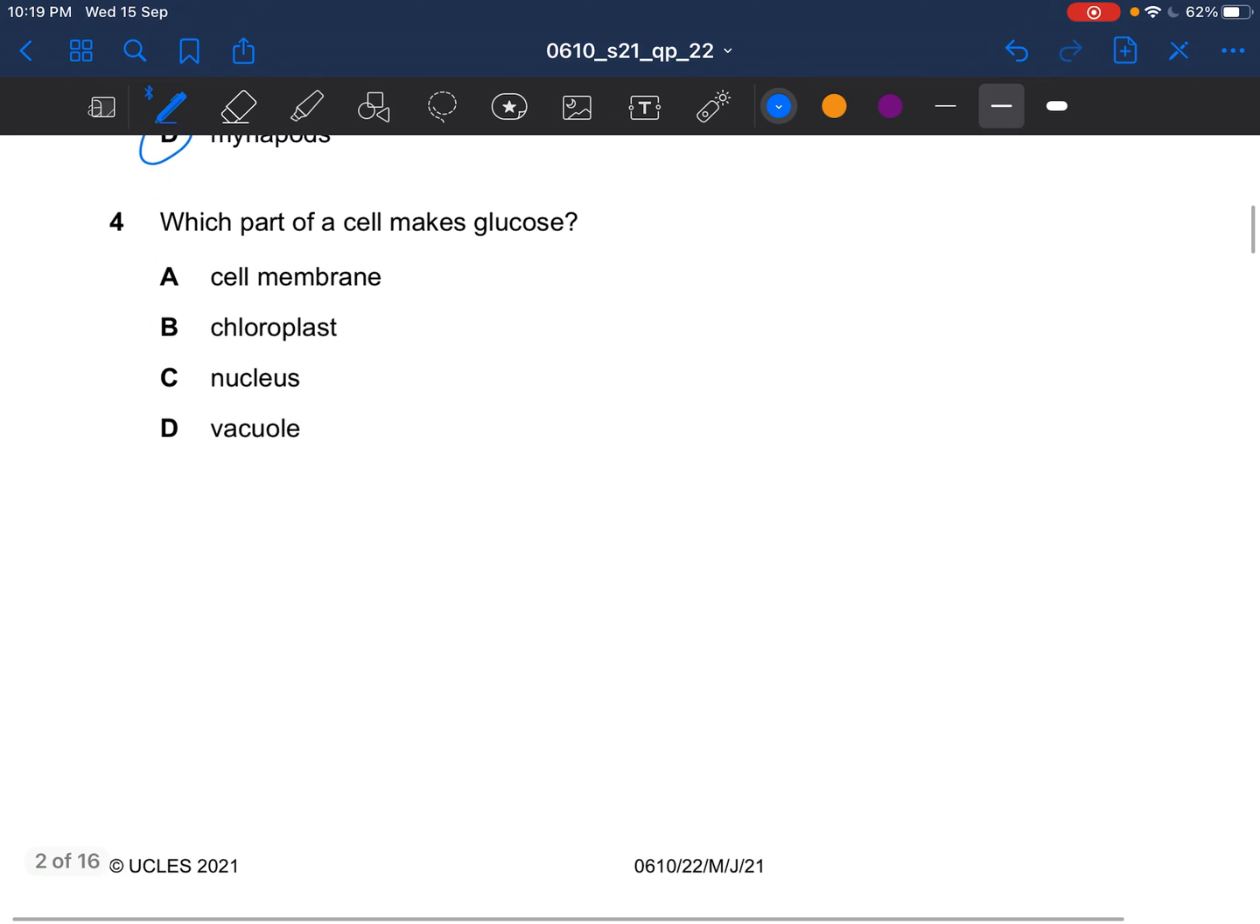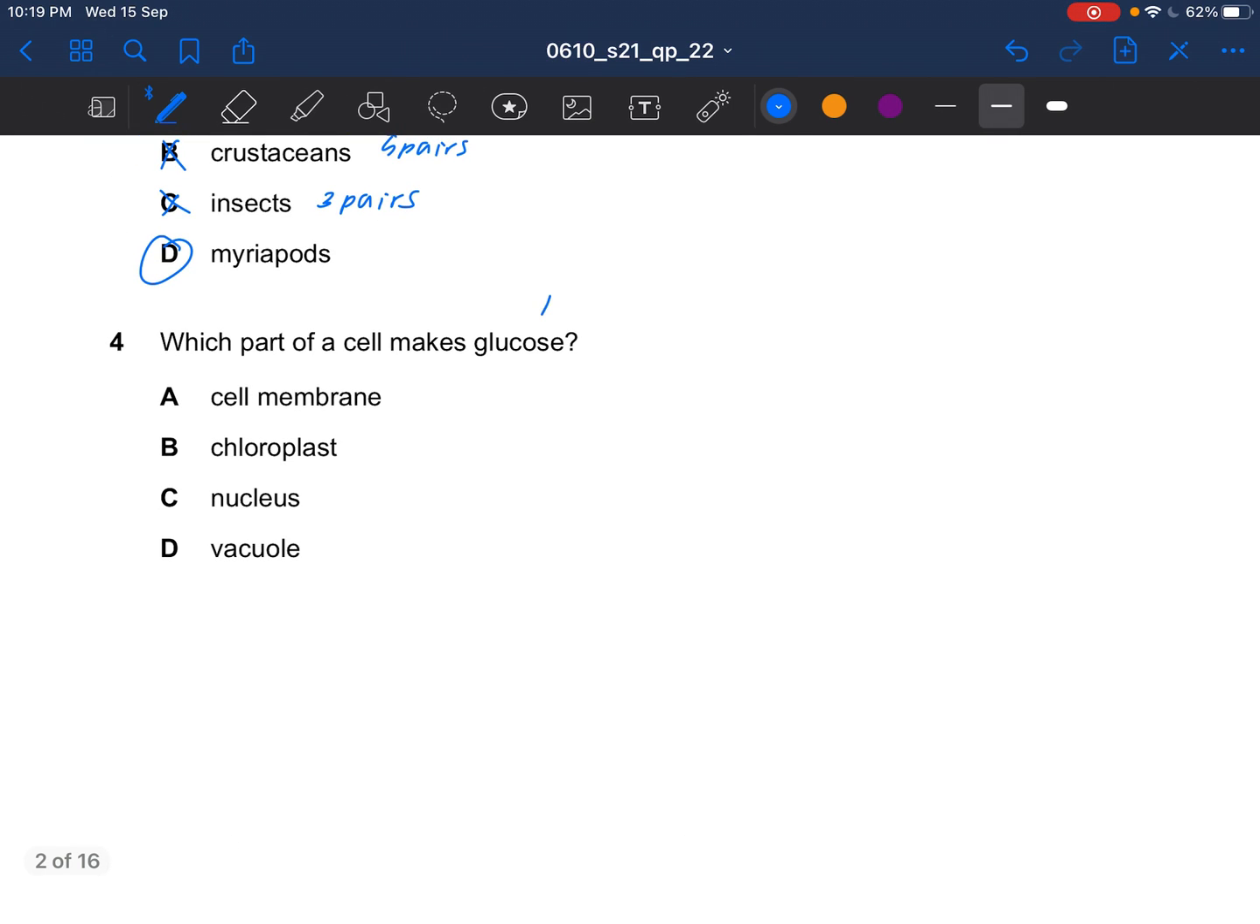Next question, which part of a cell makes glucose? A plant makes glucose by photosynthesis, and photosynthesis takes place at the chloroplast, so the answer should be B.